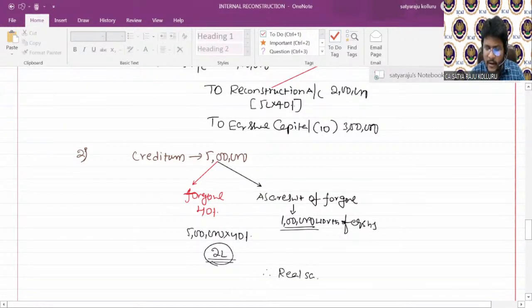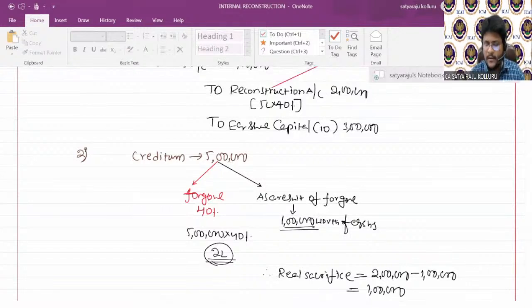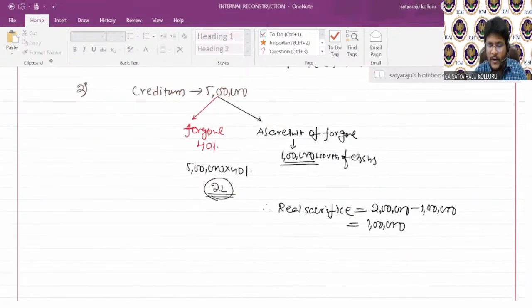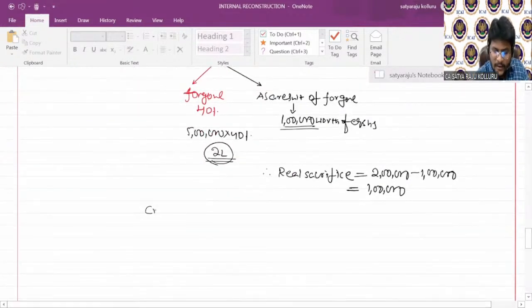Therefore, real sacrifice is equal to gross sacrifice of 2 lakhs. They are expecting 1 lakh. We are paying in the form of 1 lakh of equity shares. Therefore, real sacrifice is equal to only 1 lakh. Now, at that point of time, what is the journal entry, sir? Please concentrate. Creditors account debit. Now you need to nullify the creditors only to the extent of 2 lakhs.